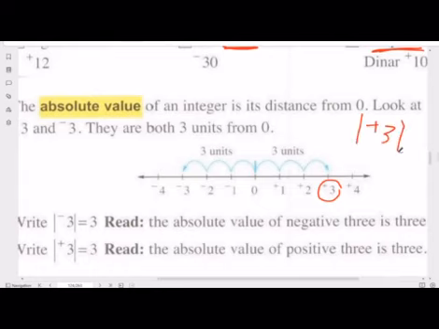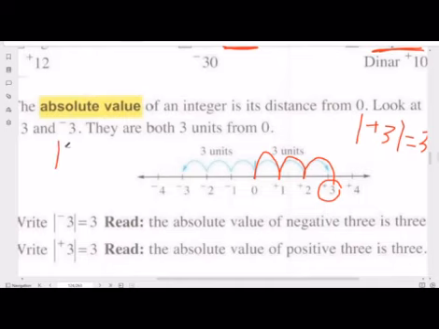Okay, positive 3. We know the absolute value means the distance. The distance can never be negative, so the answer cannot be negative, okay? So for positive 3, how many units are from 0? 1, 2, 3. So the answer is 3. We say that the distance cannot be negative, okay?